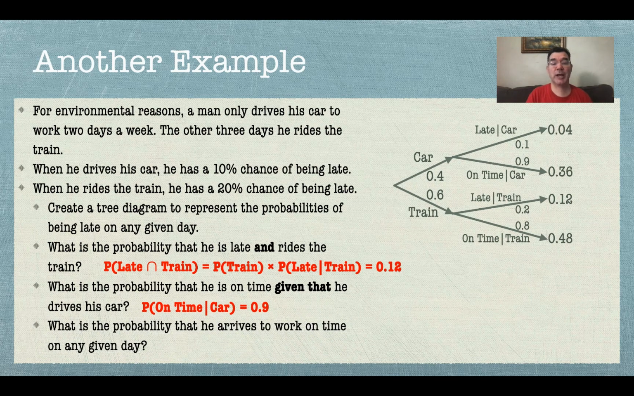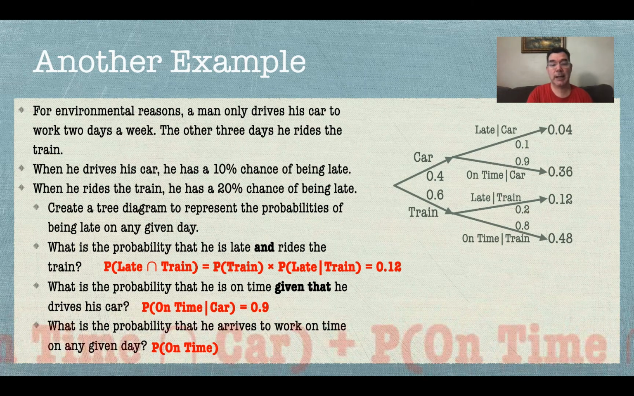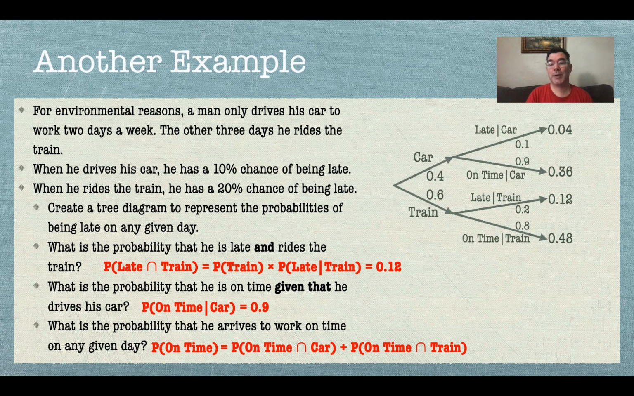And the last question I might ask is what is the probability that he arrives to work on time on any given day? So no matter whether he drives his car or whether he takes the train, what is the probability that he is on time? So basically what I need to do is follow any path that deals with him being on time. And there are 2 of those. So I have to follow the path where he takes his car and he's on time, and I have to follow the path where he takes the train and he's on time. Okay, so that's those two paths right there.